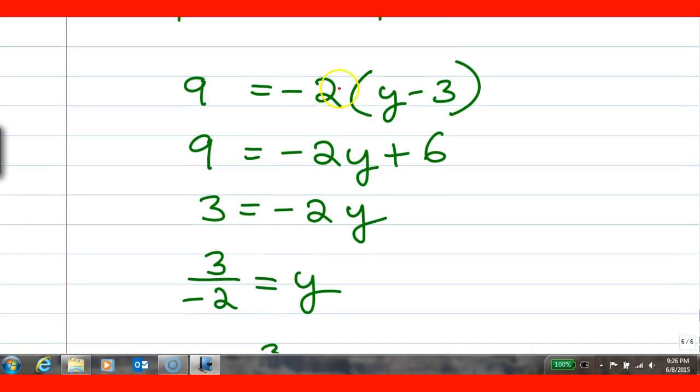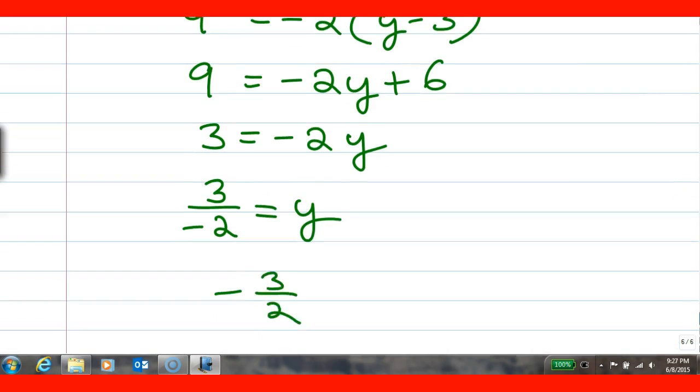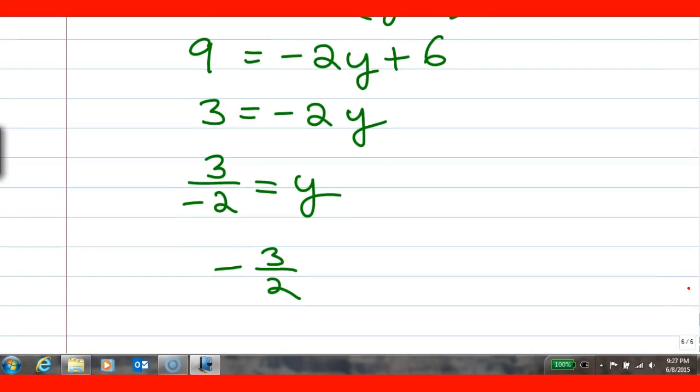I can now distribute the negative 2 through the parentheses to simplify. So I get negative 2y plus 6. Now I'm going to subtract the 6 off both sides. Minus 6, minus 6. I end up with 3 equals negative 2y. Lastly, I'll divide by that negative 2, and I end up with y is equal to negative 3 over 2.